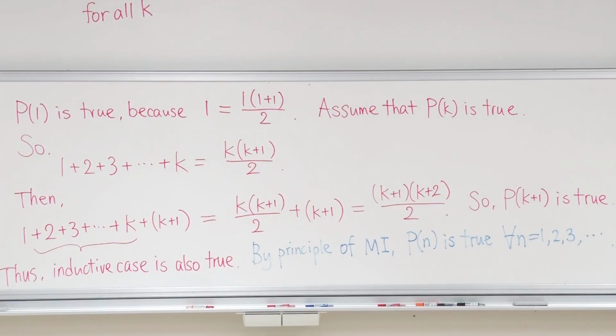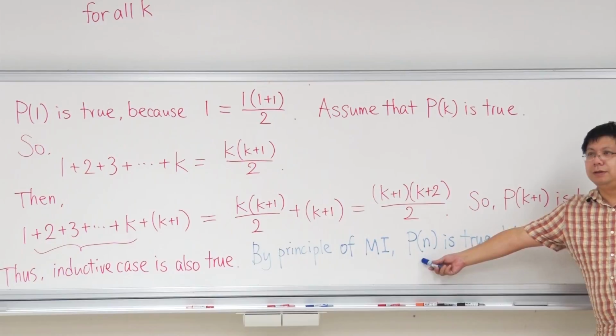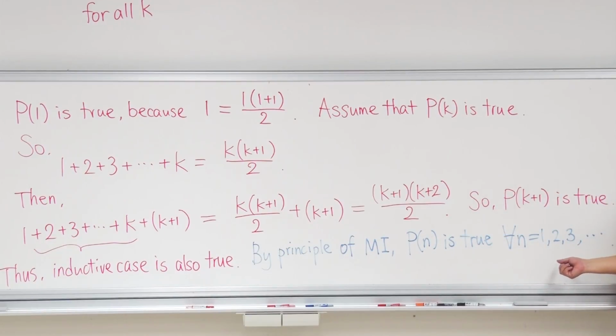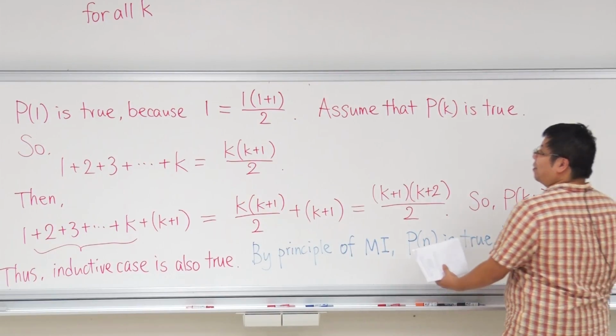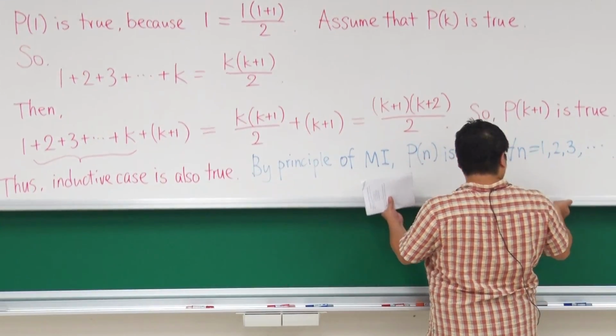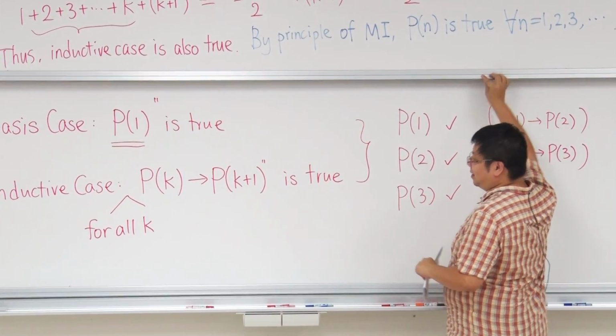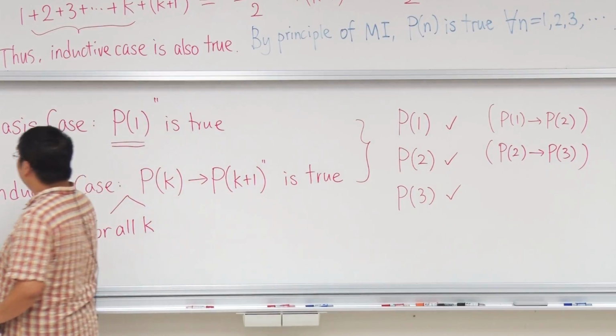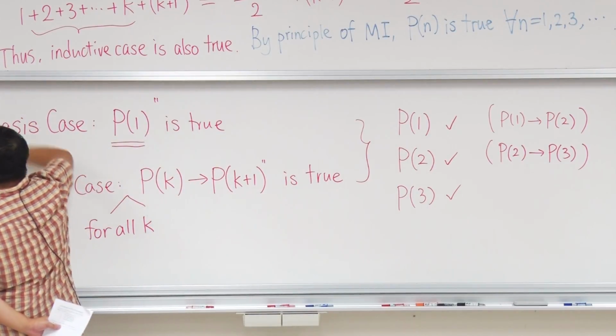Okay, so this is a beautiful proof. Very short. We just need to prove two statements, but then we are showing this important result. It is true for every value of n. Okay, good. Let's do another example. So how about this one? Okay, so I'm going to wipe this out.